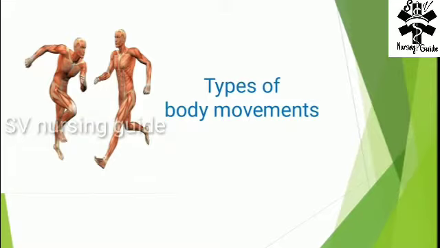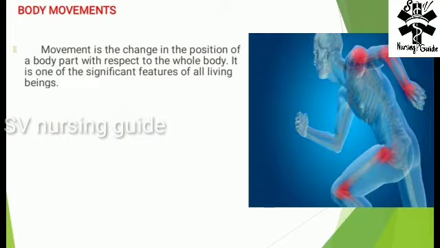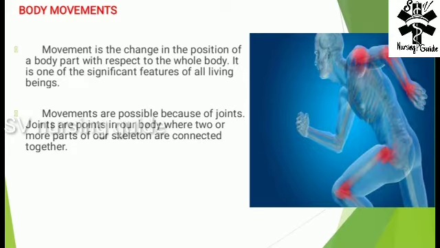In this video, we are going to see types of body movements. Body movements means what? Movement is the change in the position of a body part with respect to the whole body. It is one of the significant features of all living beings. Changes in the position of a body part, that is movement, like blinking of eyes, breathing, eating are all examples of movements.